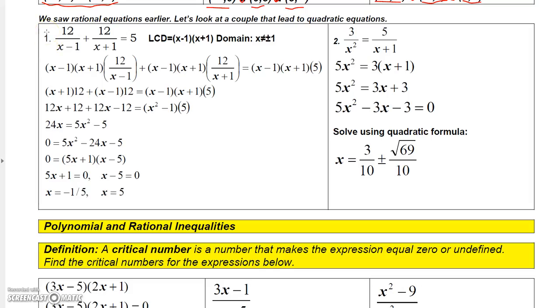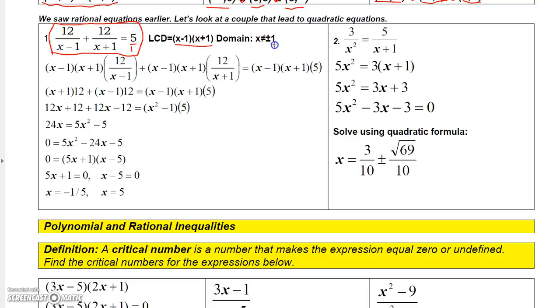Okay, we saw some rational equations earlier, and so this is sort of a repeat, but let's go ahead and work a couple of rational equations before we get into the inequalities. Here's a rational equation where you have 12 over x minus 1 plus 12 over x plus 1 equals 5. Now, we've talked about this before. What you want to do is figure out the lowest common denominator for these three terms. Well, remember 5 is just 5 over 1. So your denominators are x minus 1, x plus 1, and 1. So the least common denominator would be just the product of x minus 1 and x plus 1.